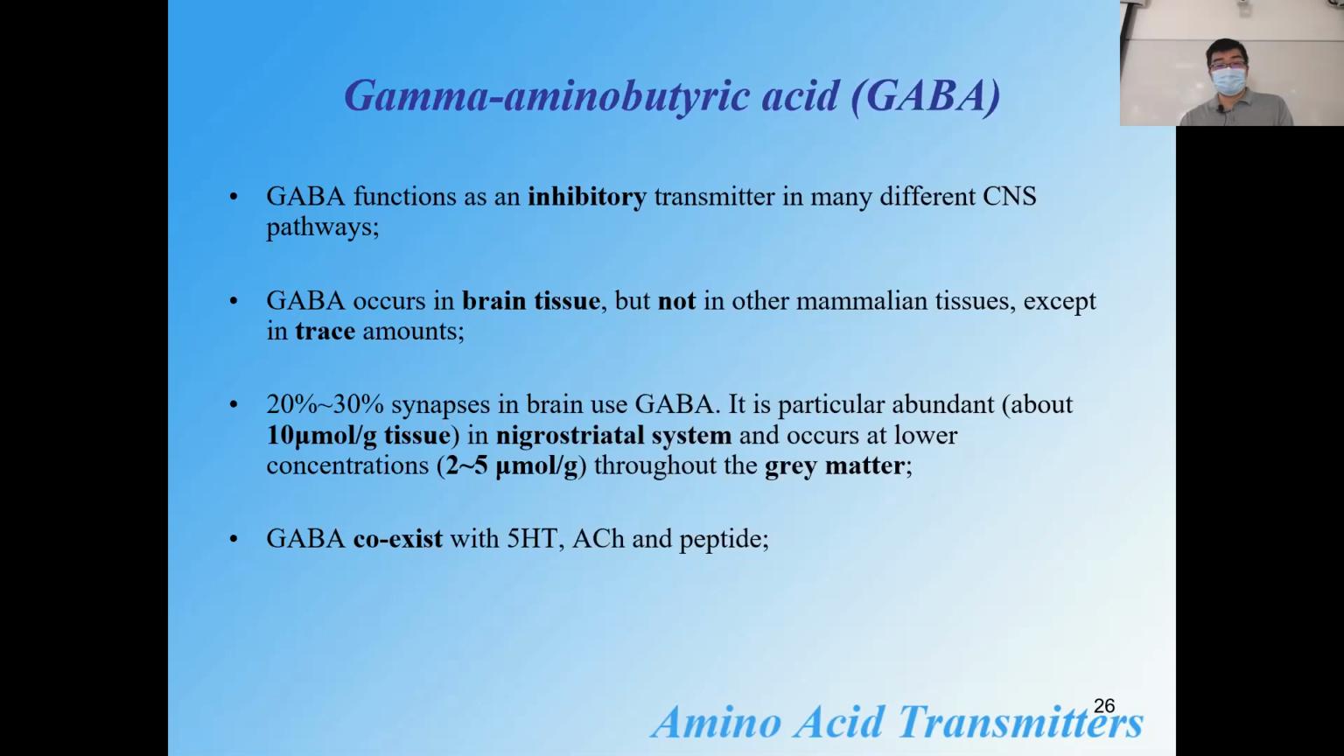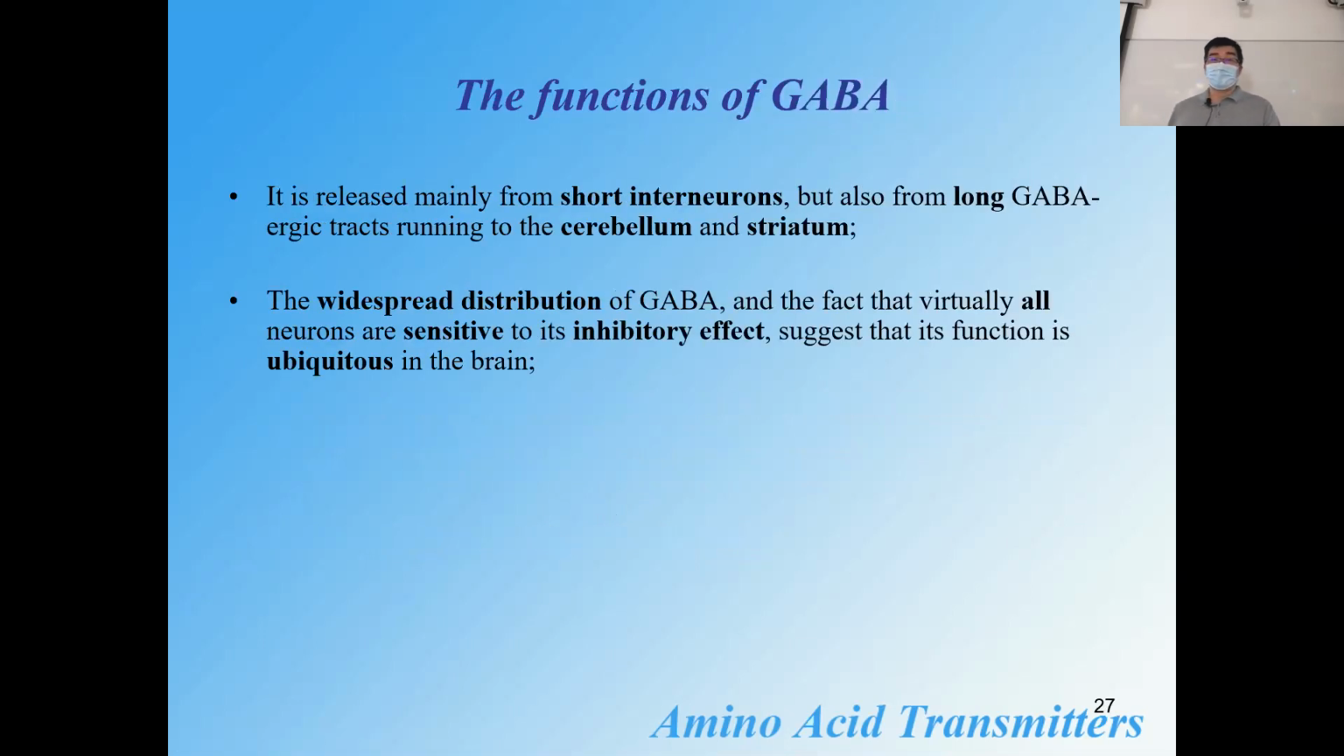Particularly in the nigrostriatal system, and that also has implications on its effect. Now the GABA coexists with the neurons with the 5-HT, acetylcholine, and also peptide neurotransmitters. So it is usually released by mainly short interneurons, so serve as inhibitions. But there are also some of the long GABAergic tracts running from the cerebellum to the striatum.